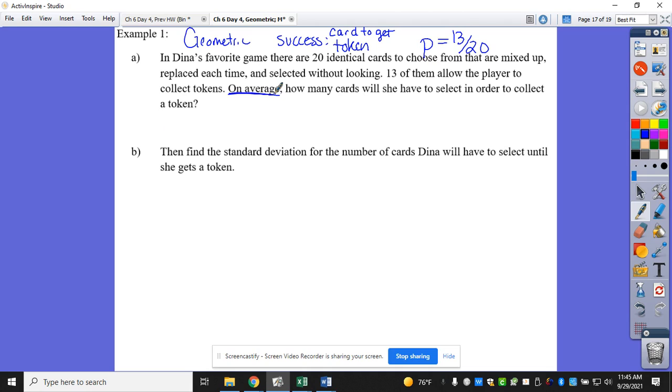On average, the other way this could be worded is, how many would we expect to have to do to get our first? So that's another way to word average, is how many would we expect to have to do? So this is telling us I'm doing the mean. What's our symbol for mean? Mu. What's my equation for mean for geometric? 1 over p. So essentially I'm just taking that and flipping it. 20 over 13, which ends up giving us what?